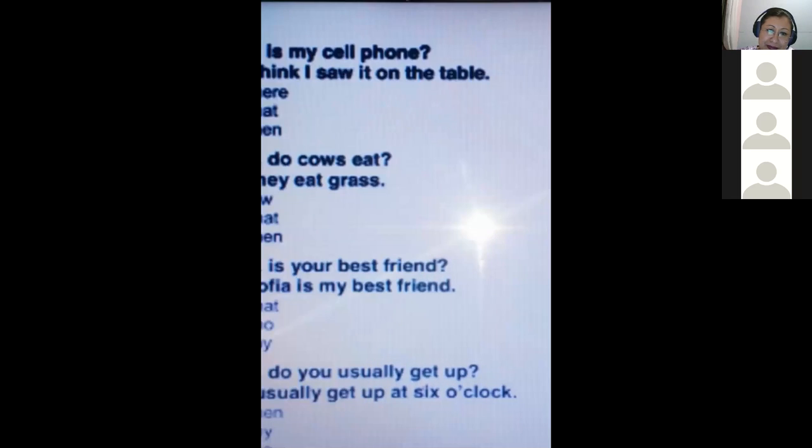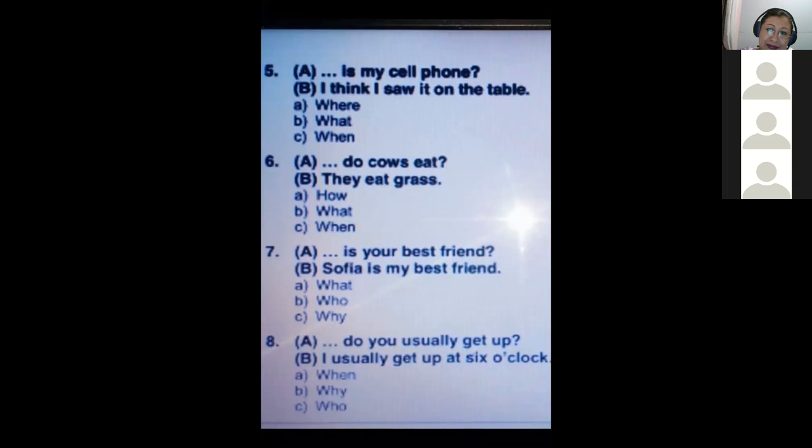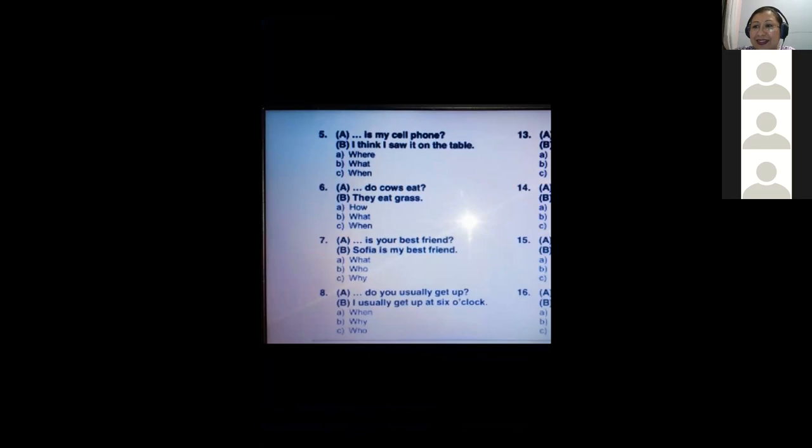En la otra, ¿quién usualmente graba? En la 8 sería when. When do you usually get up? ¿Cuándo te levantas usualmente? También podría hacerse what time: What time do you usually get up? Pero no tenemos what time. Entonces es when.